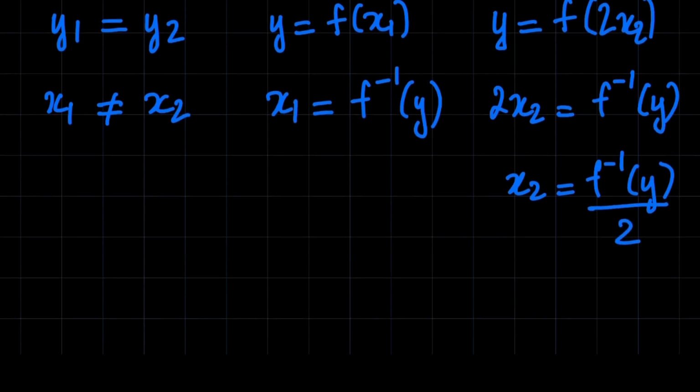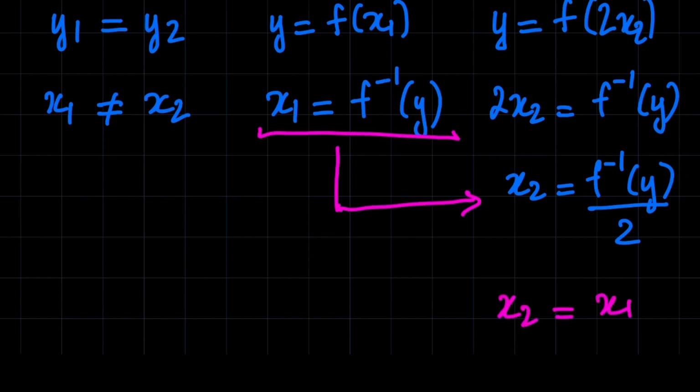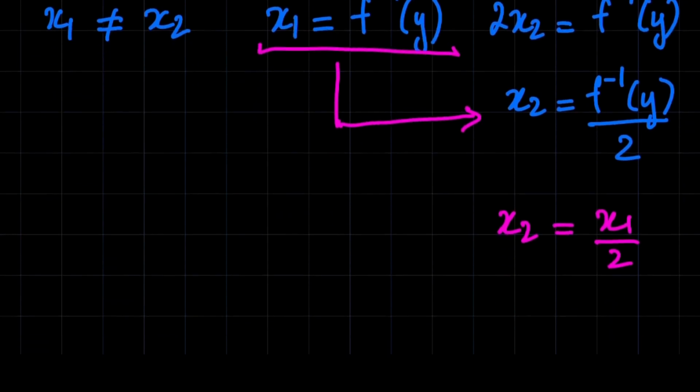Here you can notice something. x1 is equal to the inverse function of y. x2 is equal to the inverse function of y divided by 2. So we can sub x1 into this equation here and make it x2 equal to x1 divided by 2. So simply we just sub x1 into the inverse function of y. So in this form, you can see how the transformed x coordinate was impacted by the transformation.